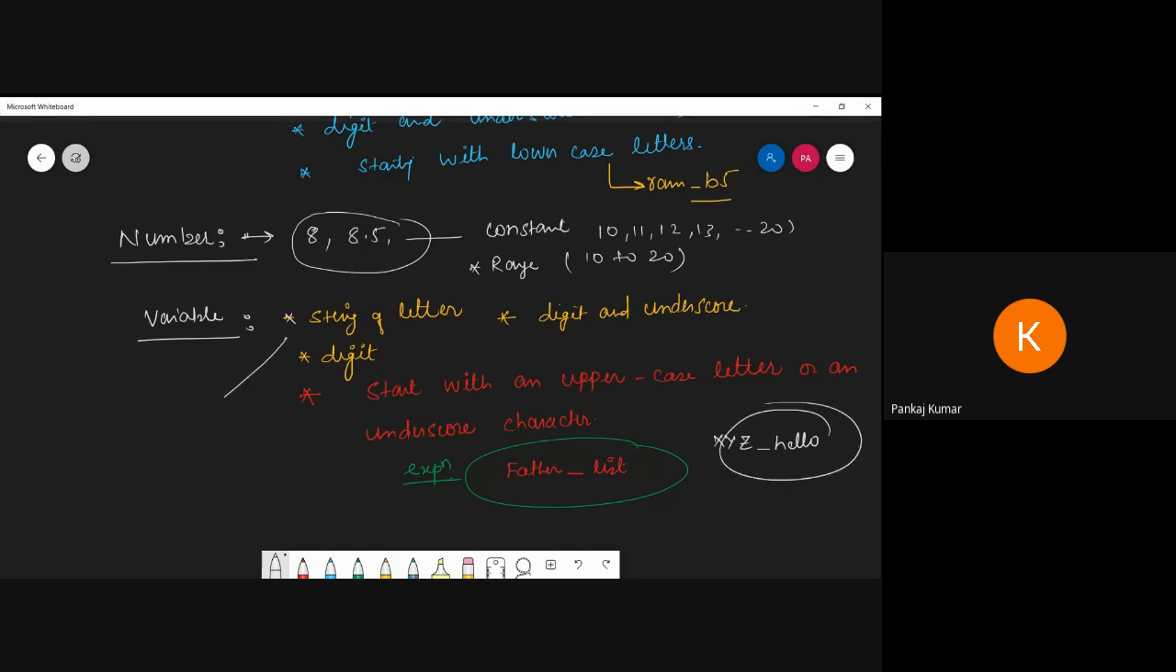Suppose I want to define a string, so we can define it like x, then y, z. That is a string also, with a single quote if you want. And digit and underscore. So digit will be like digit 1 5, and underscore also like that one. So these are variables. These act as variables.